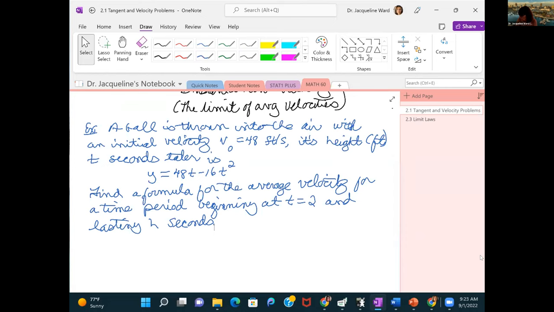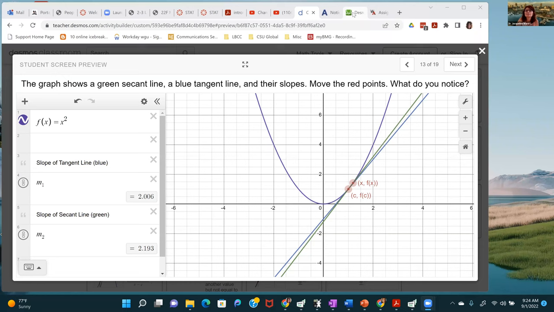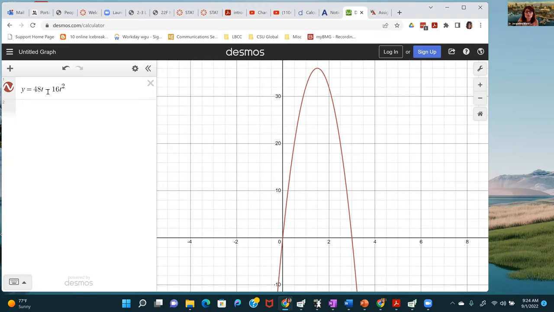I also cleverly, no humility in that at all, graphed this function. So this is a function we already hopefully know, right? It's a parabola because the highest order is 2 and it's got the negative coefficient. So it opens downward.